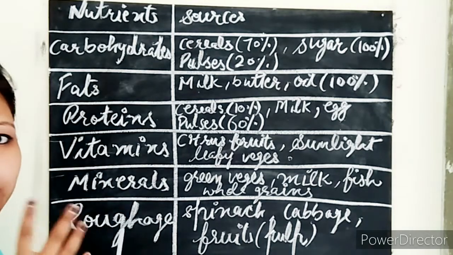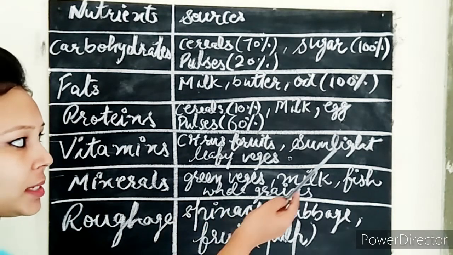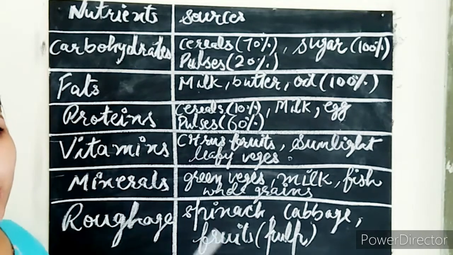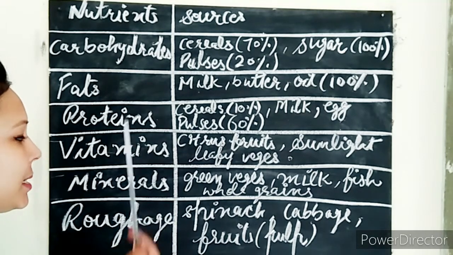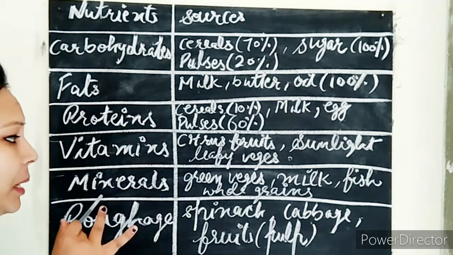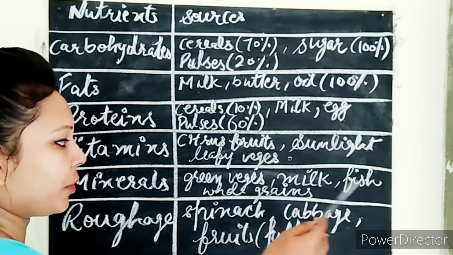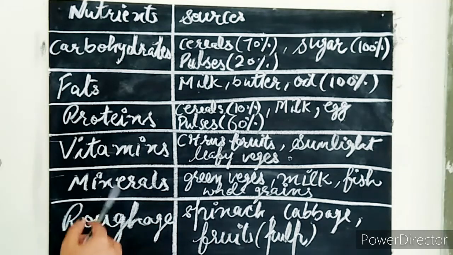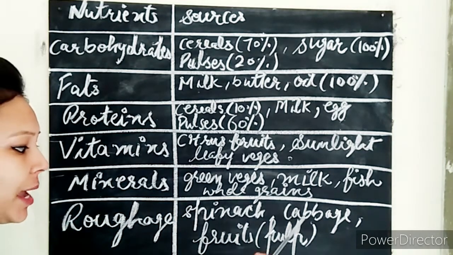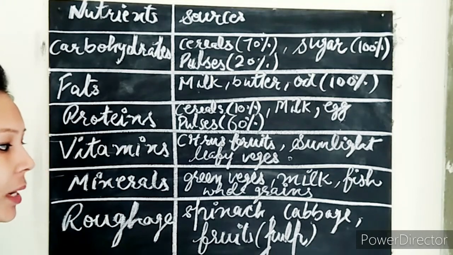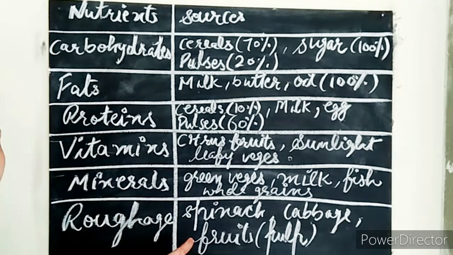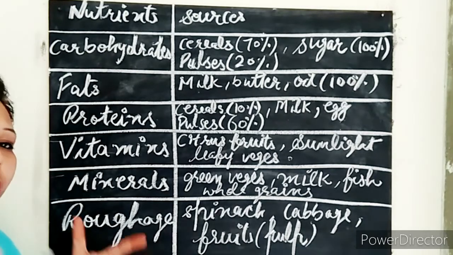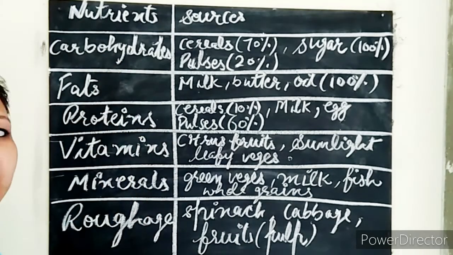Next we have vitamins. We can get vitamins from citrus fruits, sunlight and some leafy veggies. And the next one we have minerals. Green veggies, milk, fish and whole grains contain minerals. Okay, next, roughage: spinach, cabbage, fruits having pulp. So these are the four sources from where we can get roughage. Clear? So this is all about the chart.